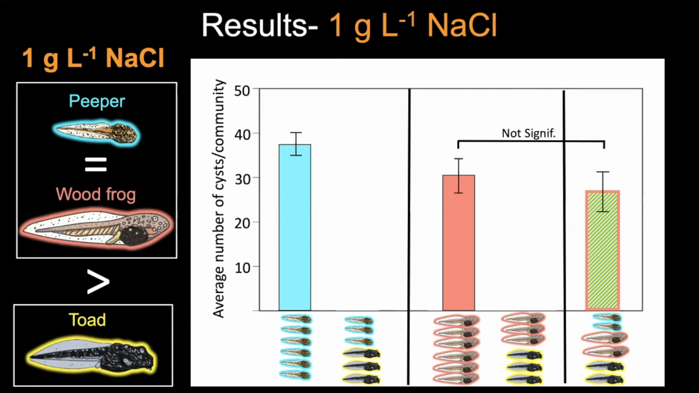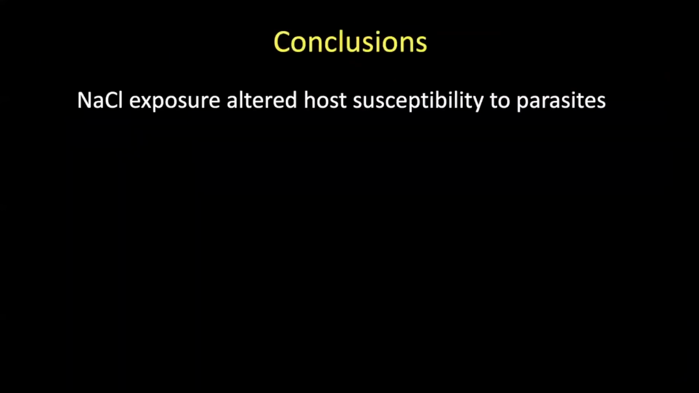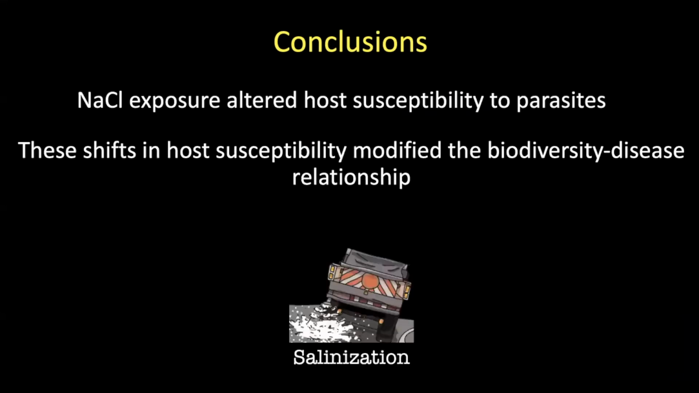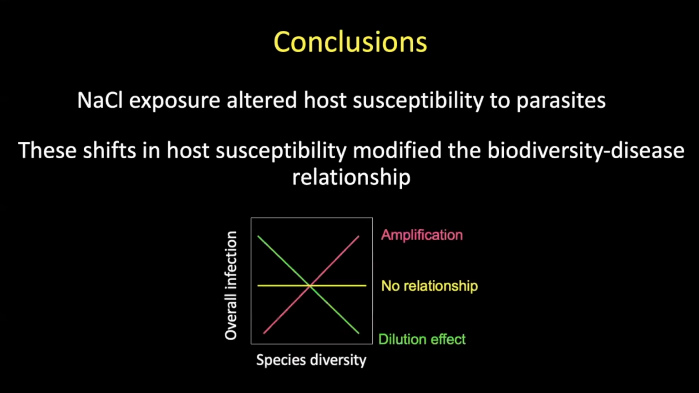So put all together, what did we find? We found that sodium chloride exposure altered host susceptibility to parasites. By changing patterns of host susceptibility, this modified the biodiversity disease relationship. And so in sum, we found that salt can change patterns of susceptibility, and this change in susceptibility is one factor for why we might see this variation in the relationship between biodiversity and disease in nature and also across studies.